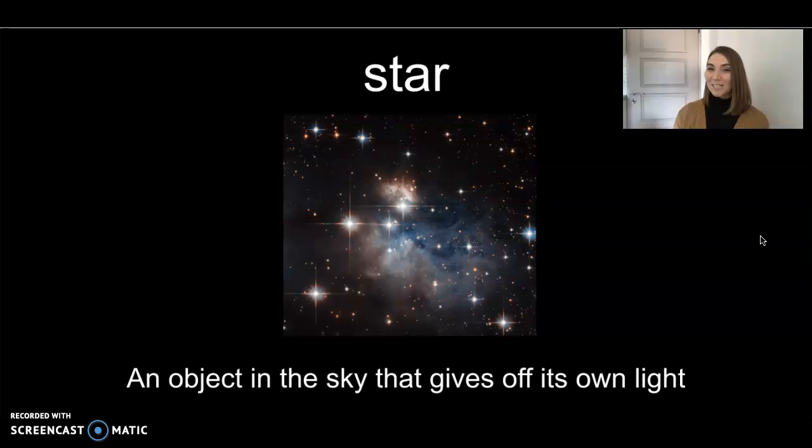We can also see stars in the nighttime sky. We know that a star is an object in the sky that gives off its own light.